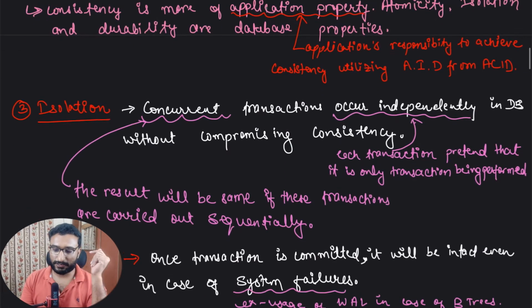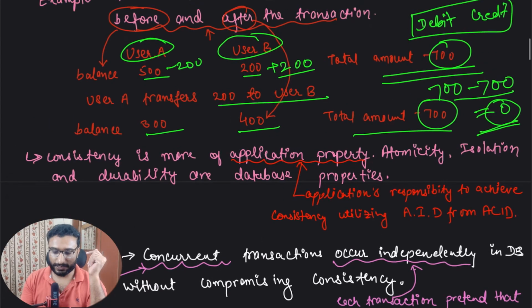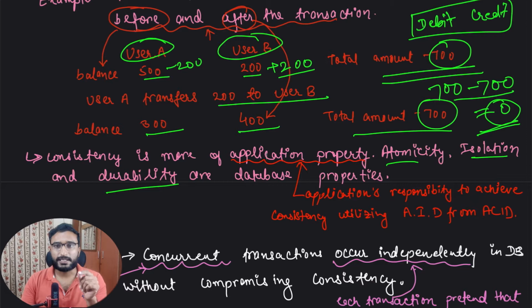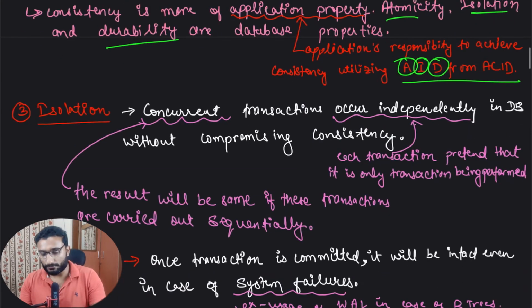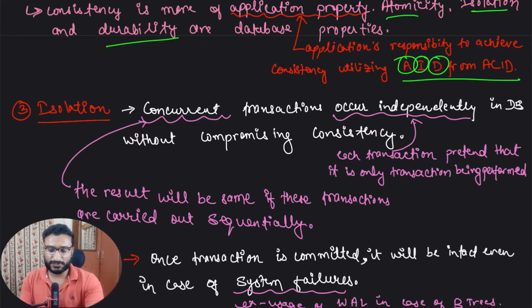Let's move to the third property. Consistency में एक और point है. Consistency is like application property. So when we say acid properties, in acid properties, atomicity, isolation and durability, these are the database properties, and consistency will be more of a application property. Application has to ensure that the database is consistent by using these properties of database: atomicity, isolation and durability. बात समझ रहे हो?